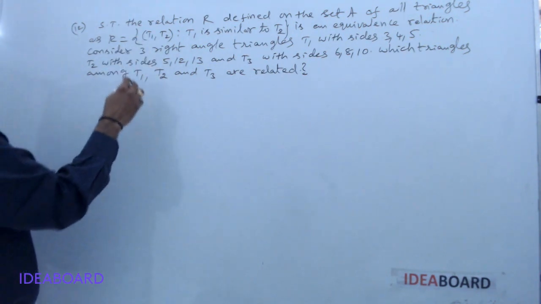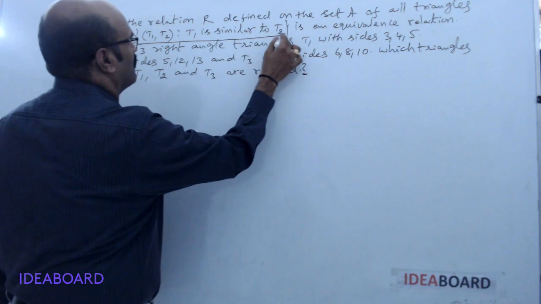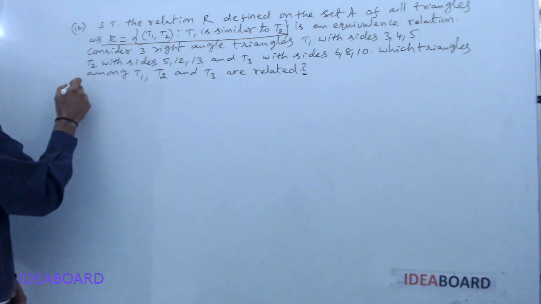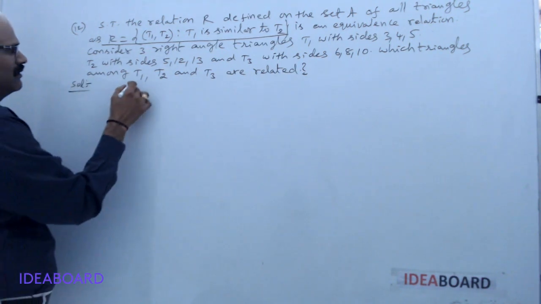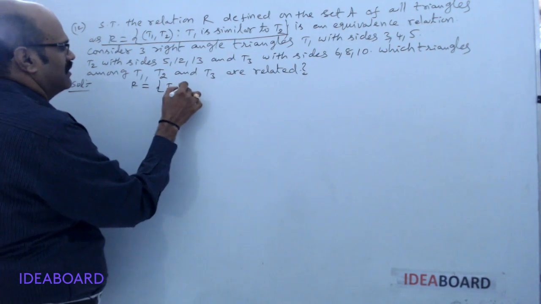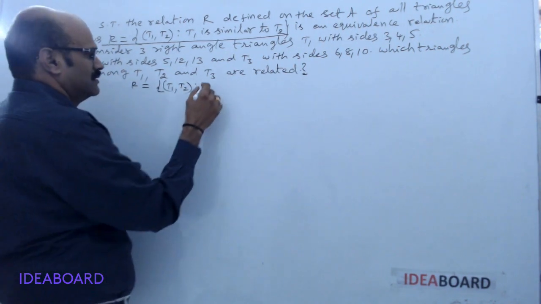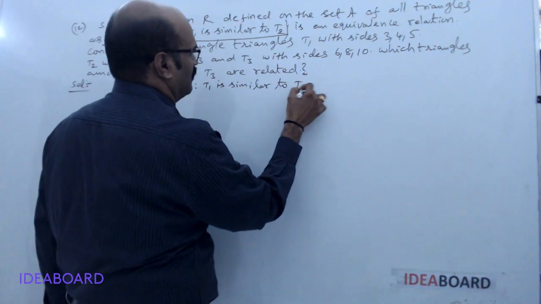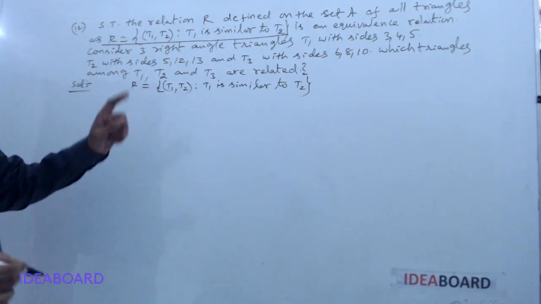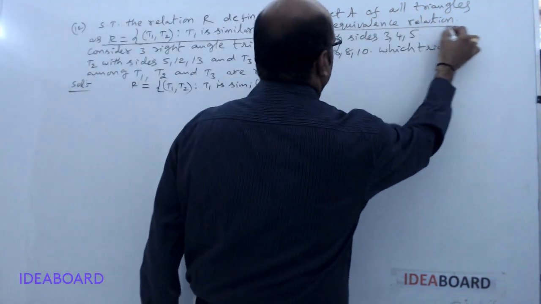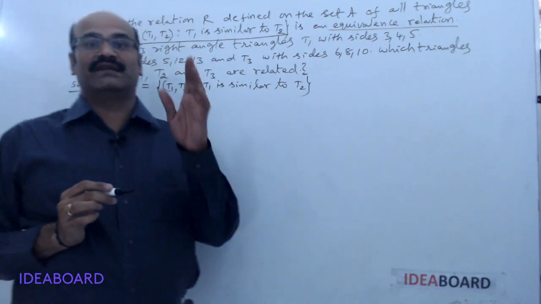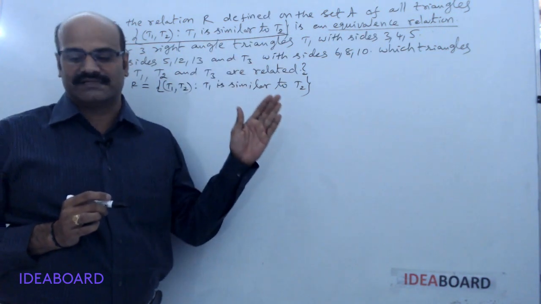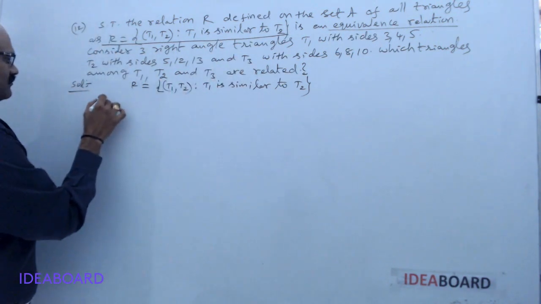Here the relation R is defined by R equal to {(T1, T2) such that T1 is similar to T2}. That is the relation given to us here. We have to prove that it is an equivalence relation. To prove that, first we have to prove that it is reflexive, symmetric, and transitive.